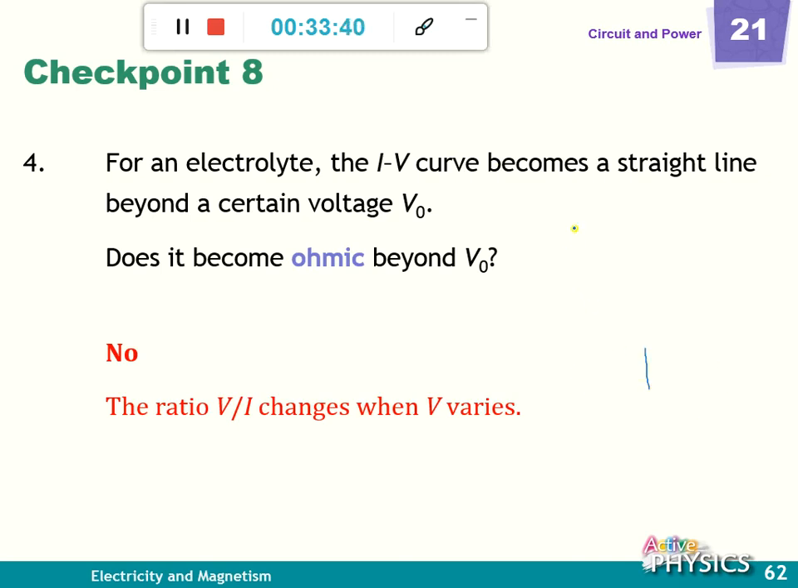Go back to here, this one. The diagram will be like that. Both of them are straight lines. This part we can say is ohmic material because this one passed through the origin. But this one will not pass through the origin. Then this one we cannot say is ohmic material, even though this one is a straight line.